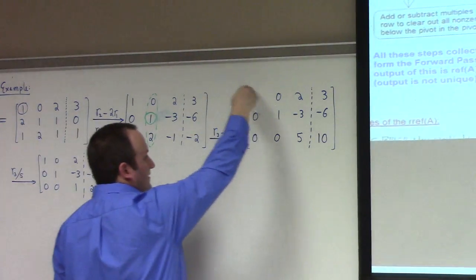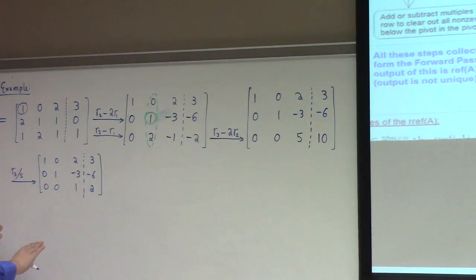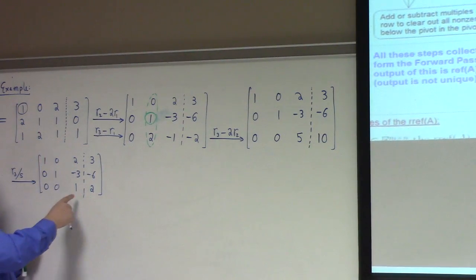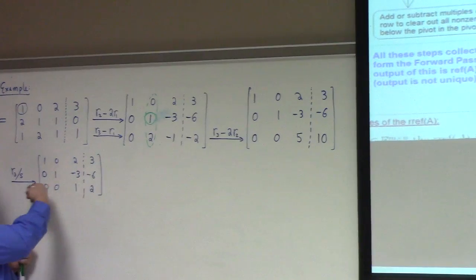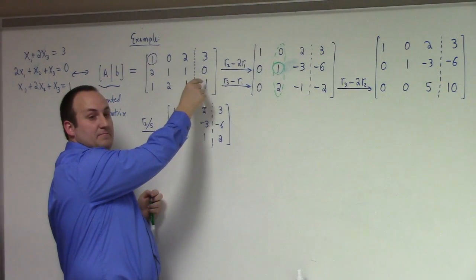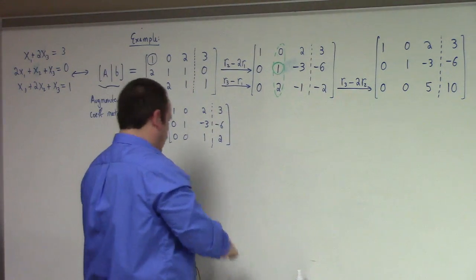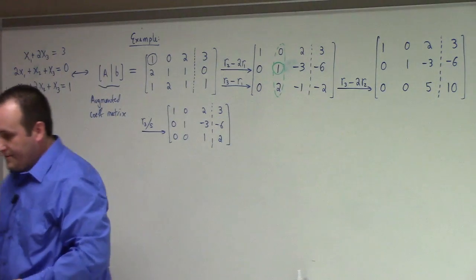But again, 0 is below the pivots, and you can have non-zero stuff above. Now the backwards pass, what we do is we go from right to left, the rightmost pivot, and then we make the things above it become 0. All right, so my next move, and do it in thread.